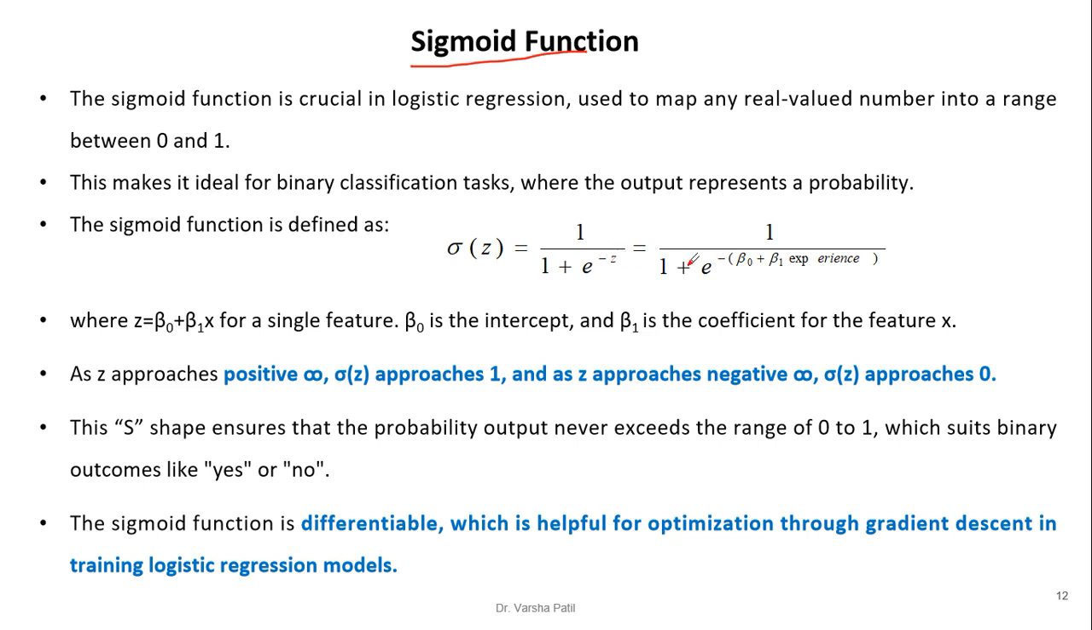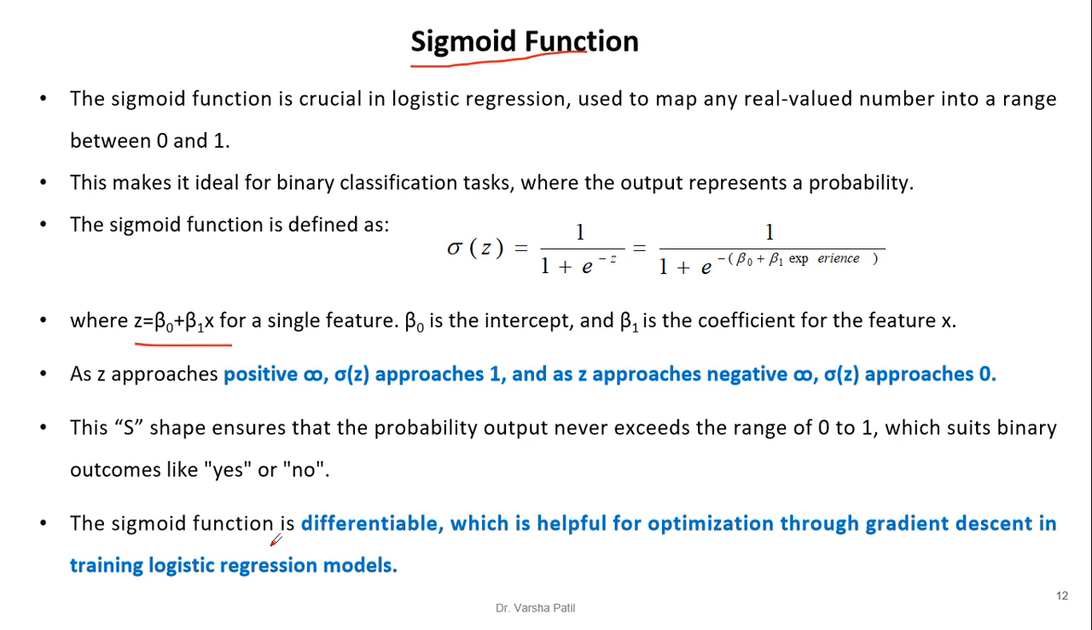So here z is nothing but beta 0 plus beta 1 x, where x is experience, for a single feature, and if multiple features are there then they get added. Beta 0 is the intercept and beta 1 is the coefficient for the feature x, and here the feature is nothing but experience. As z approaches positive infinity, the sigmoid function approaches 1, and when z approaches negative infinity, it approaches 0. So the S shape ensures that the probability output never exceeds the range 0 to 1, which suits binary classification like yes or no.